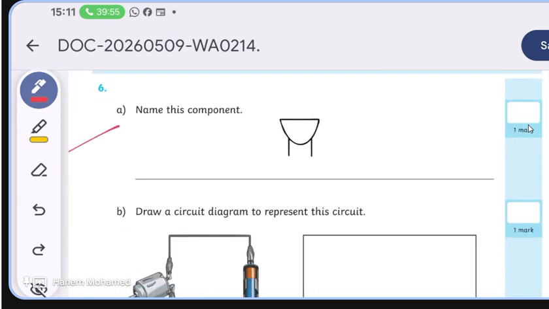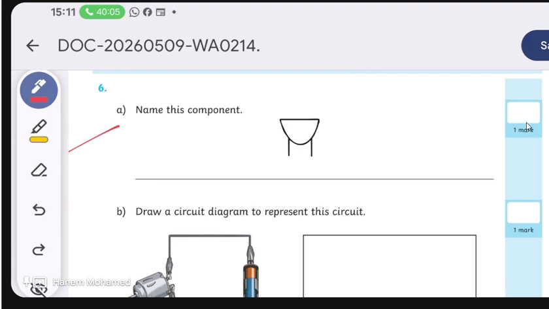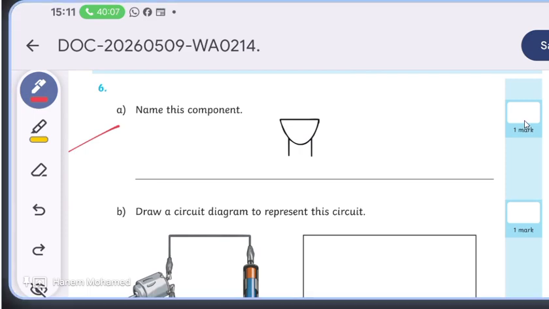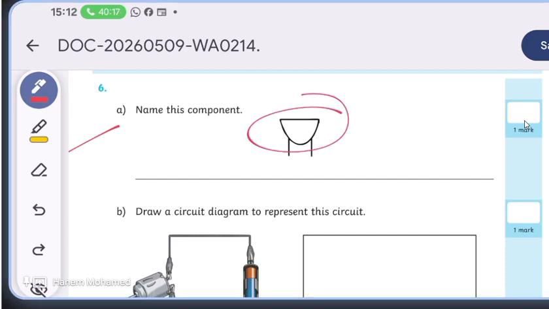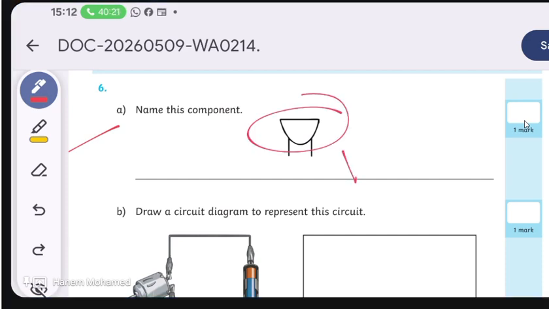So Judy, now the next page is about electricity. The first one. Name this component. What's the name of this component? Is it sound or is it called a buzzer? Buzzer. You cannot say sound. It makes a sound, but the name of it is buzzer.